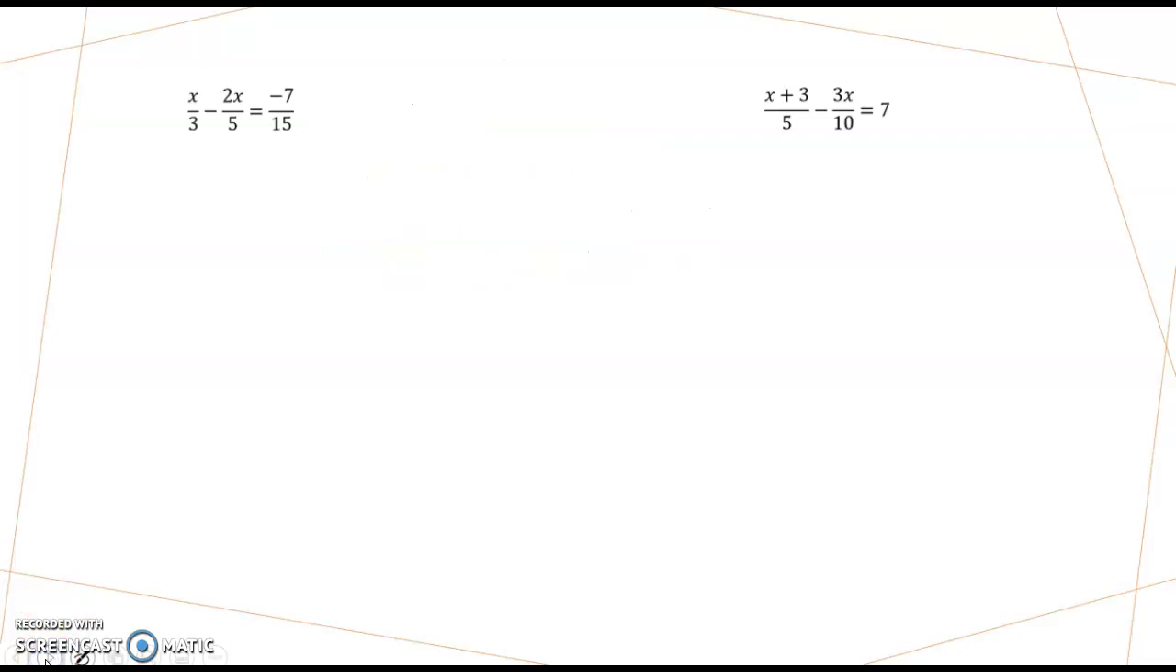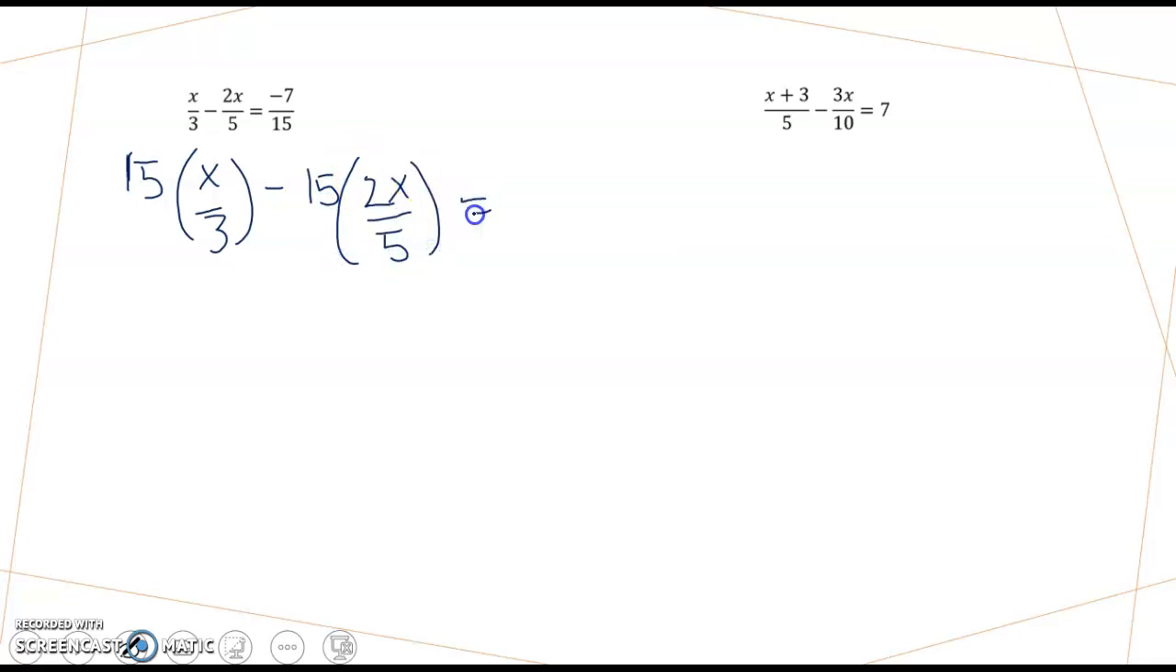If you have a fraction, for example, you want to look for the lowest common denominator and multiply every term by that to get rid of the fractions. So in that first one, it's going to be 15. You're going to multiply x over 3 by 15. And remember, 15 was picked because it's the lowest common denominator. 3 goes into 15. So then you can multiply 15 by 2x over 5. And you can multiply it on the right-hand side. You can multiply 15 by negative 7/15. You want to get rid of the denominator.